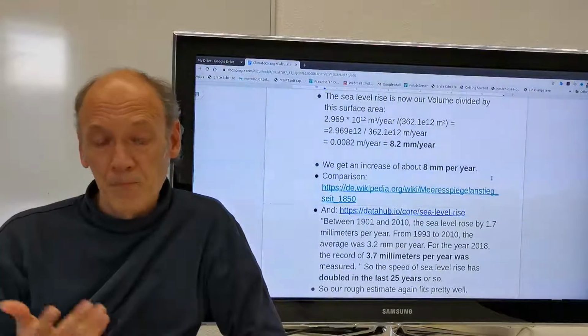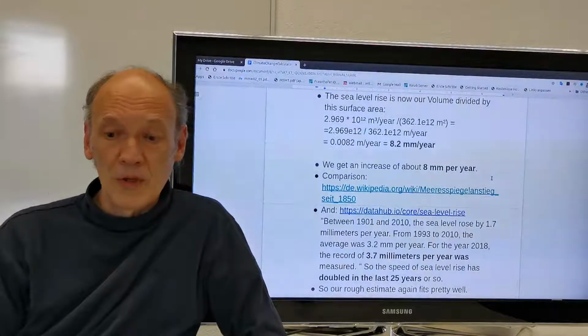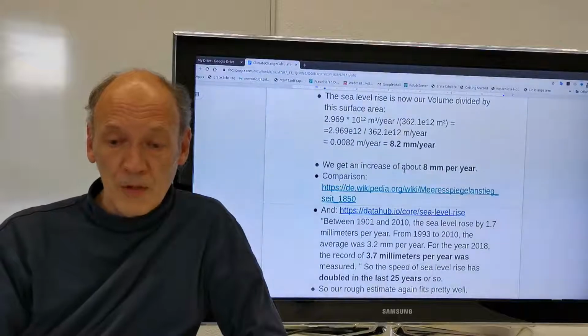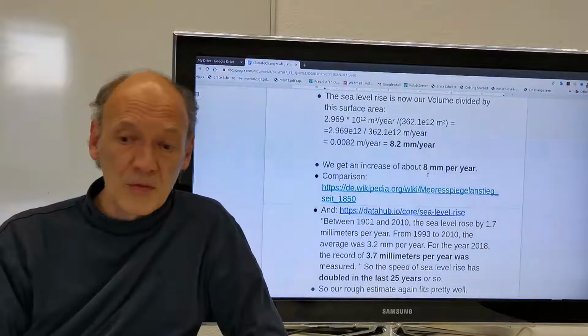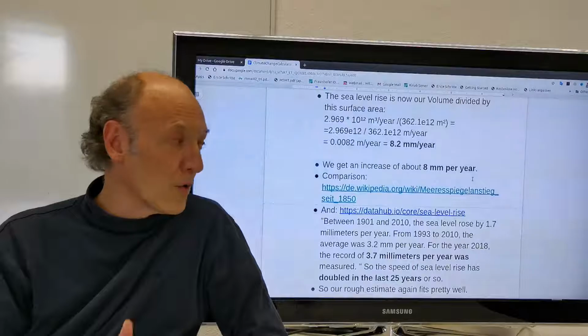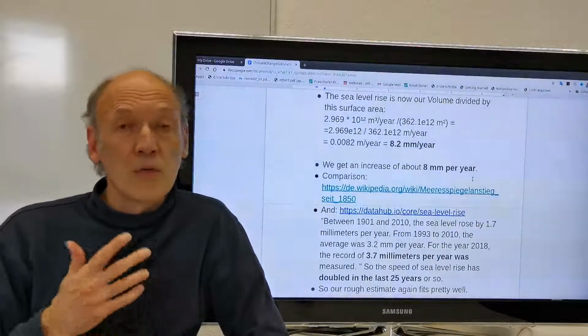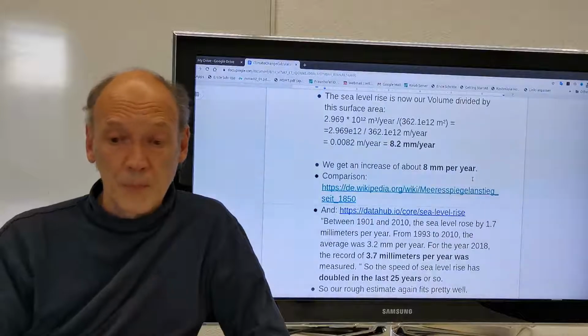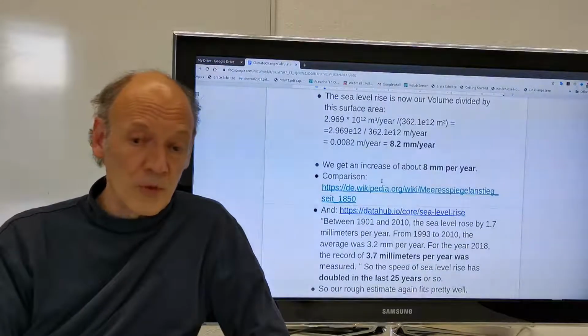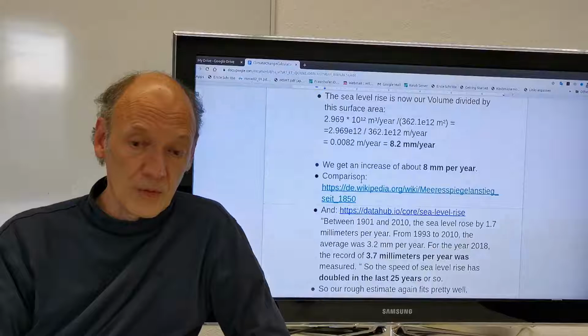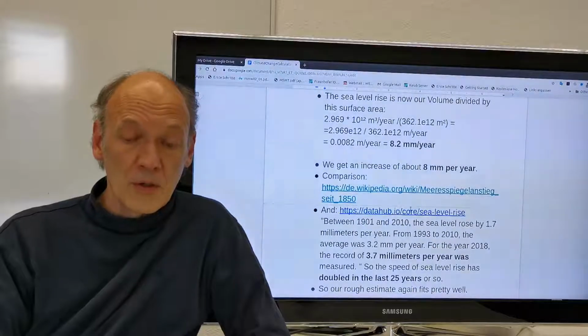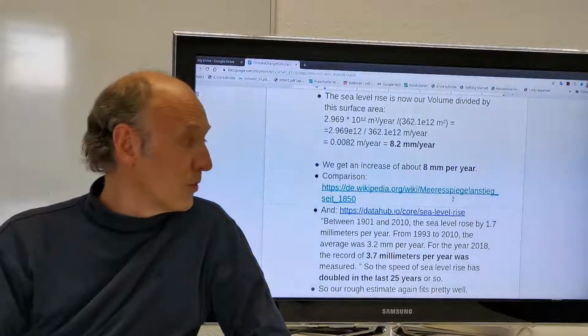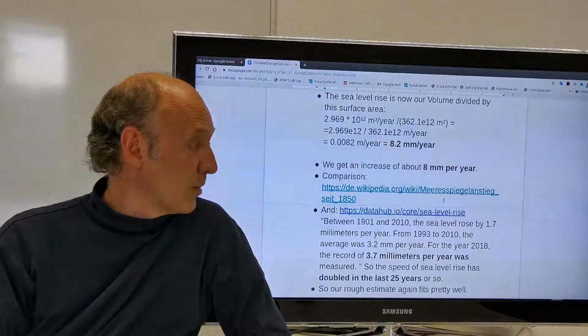So now we have something that we can more easily imagine. We get this increase of 8 millimeters per year out of our computation. And of course, we have to double check it to see if it's plausible. And we do that by comparison with two sources. One is this Wikipedia page on sea level rise. Again, the German one, because that's where I got the numbers.